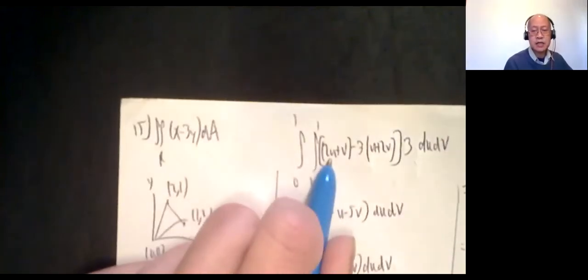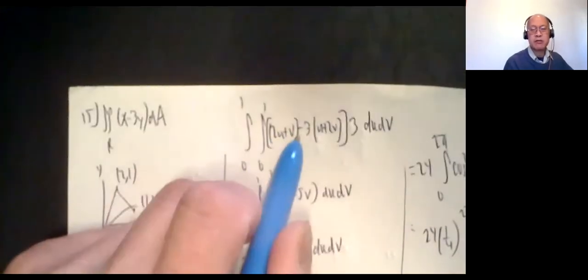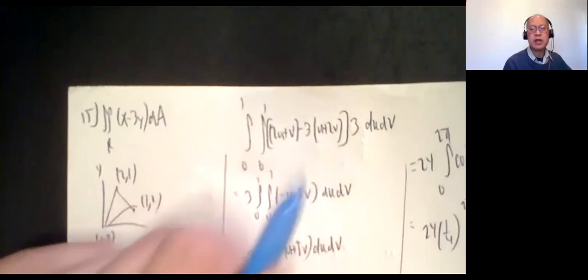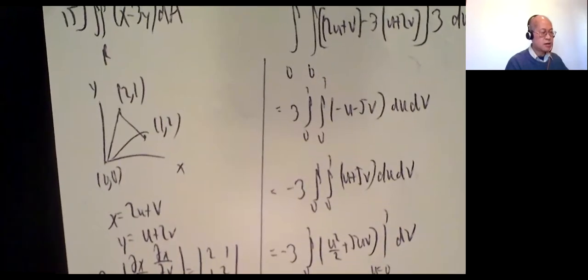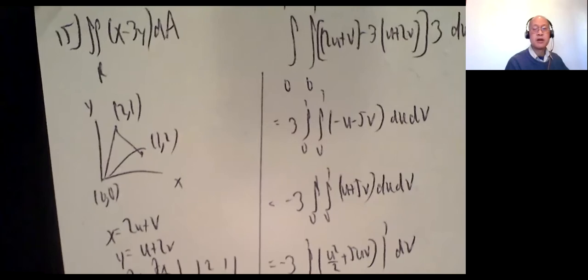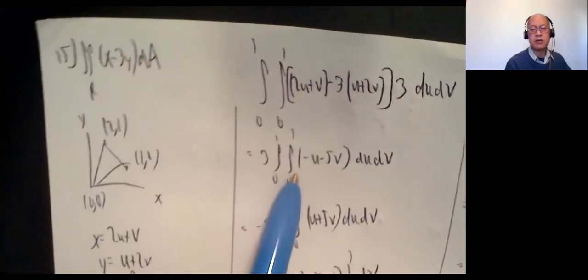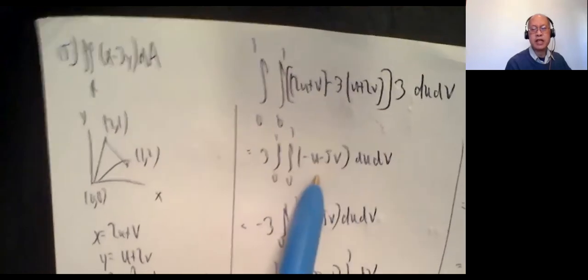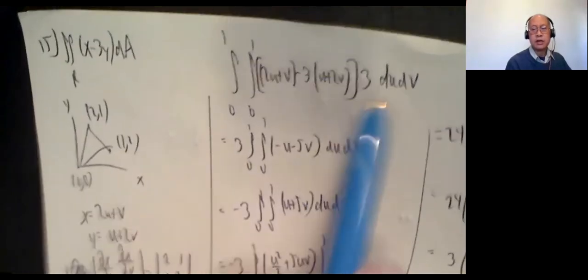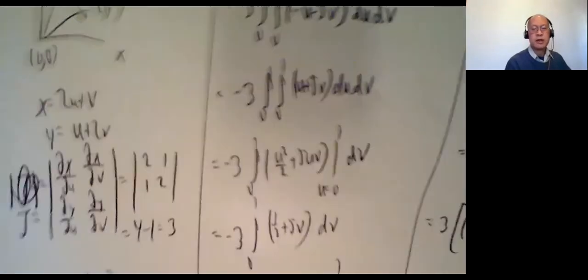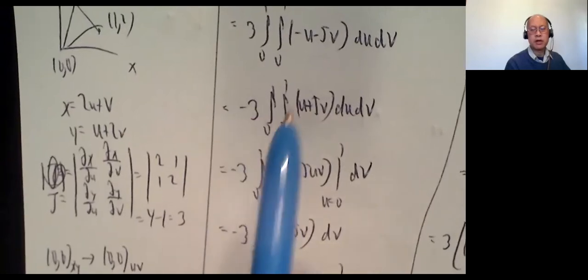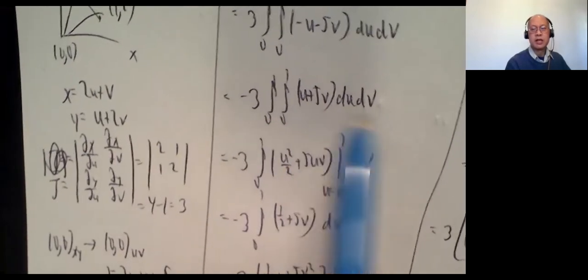All right, so the original was x minus 3y. x is 2u plus v, plug it in, minus 3 times y, u plus 2v, times the Jacobian, and then du dv. Okay, and this algebra here, 2u minus 3u is a negative u. v minus 6v is a negative 5v. du dv, take out the 3, take out the minus sign. Now we're home free. Negative 3, integral from 0 to 1, 0 to 1, u plus 5v, du dv.